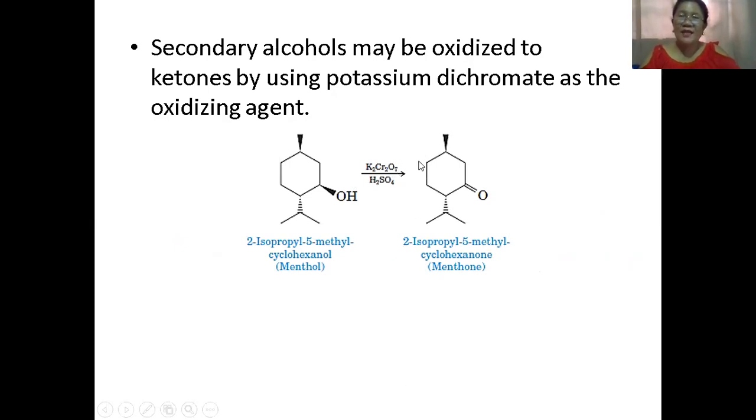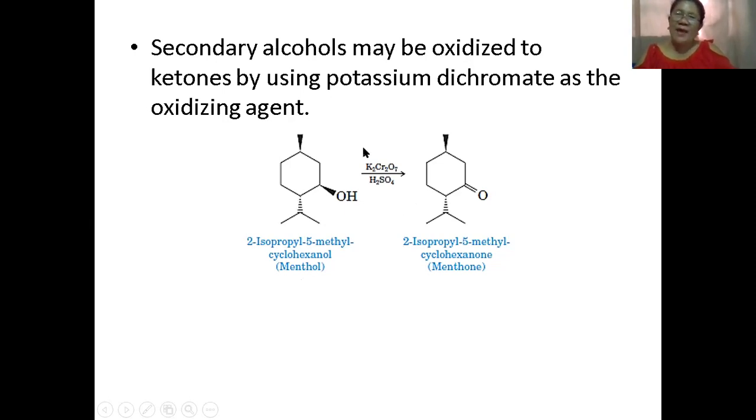When you add this, this is your OH, and this is 1. Remember, where the OH is, that will start your counting of carbon 1. That's carbon 1, then followed by carbon 2, 3, 4, 5. So the methyl is on 5, and the isopropyl is on 2. Okay, did you get it?